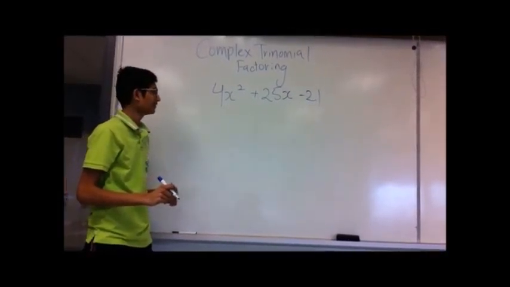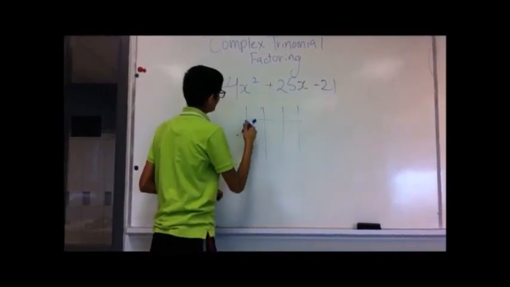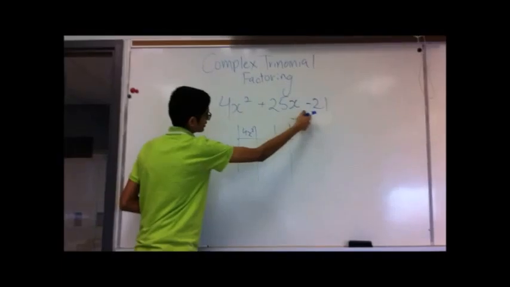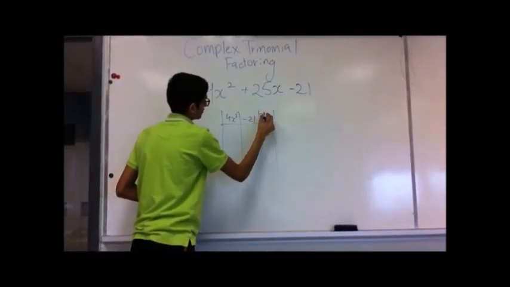In the previous video, we learned to make a table, so let us make a table. In it, we put 4x squared. We put the last term in the middle, which is negative 21, and we put the middle term at the end, which is 25x.